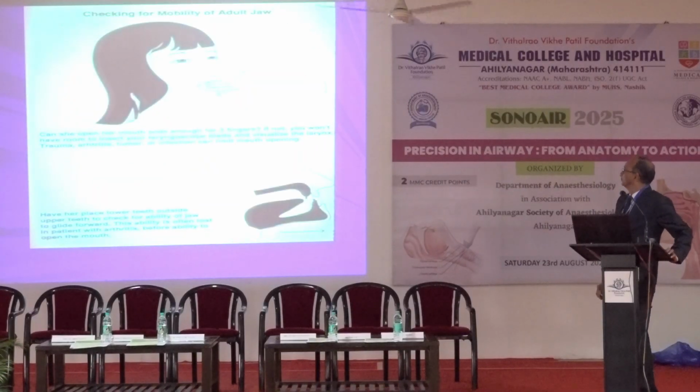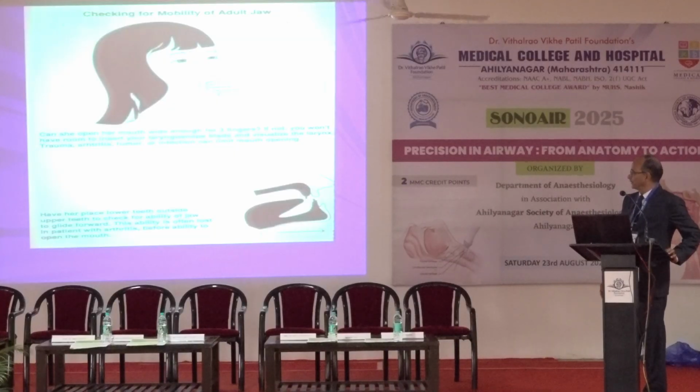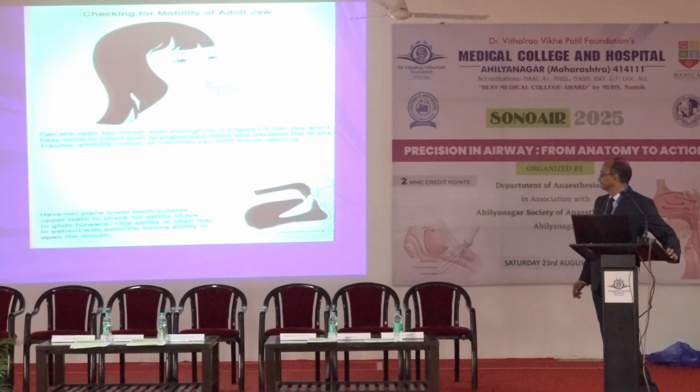Now checking for the mobility of the adult jaw. If she can open her mouth wide enough for 3 fingers, then it's adequate. If not, you won't have room to insert your laryngoscope blade and visualize the larynx. So this generally occurs in cases of trauma, arthritis, tumor or infection, which can limit the mouth opening.